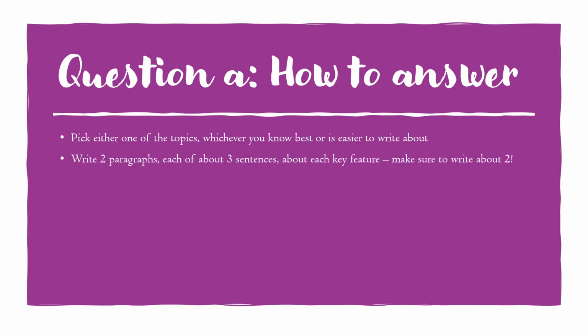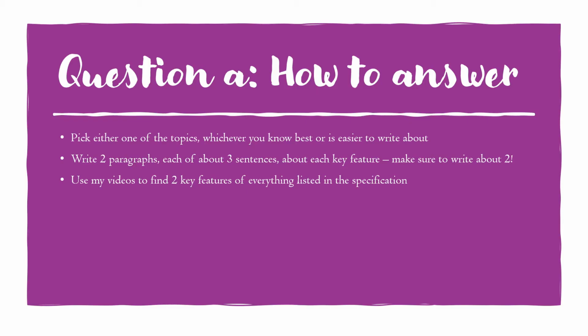You need to write 2 paragraphs. There's about 3 sentences in each one. It doesn't need to be loads about each key feature, and make sure you write about 2. Even just writing a sentence about each of them will give you 2 marks. It's that easy. So if you can't think of a second one, just write a sentence with a key feature and then maybe briefly describe it, and you could get 2 marks for that paragraph. It's not hard to get good marks on this question.